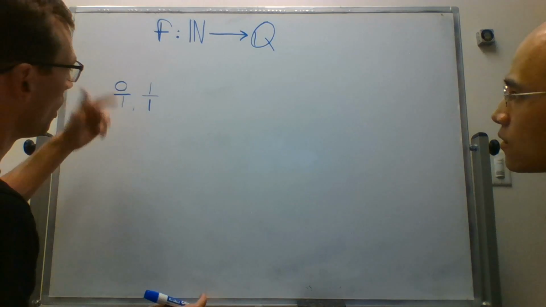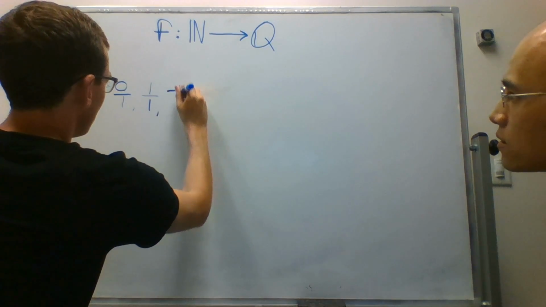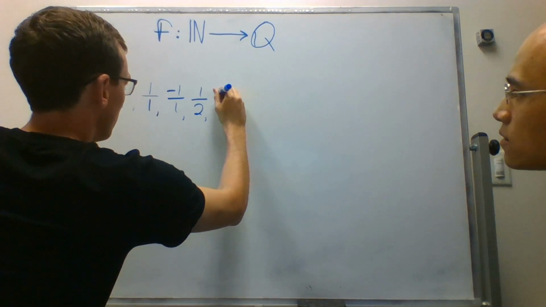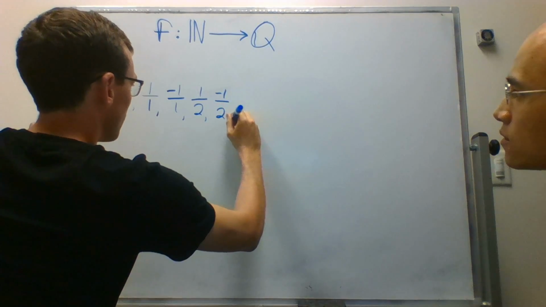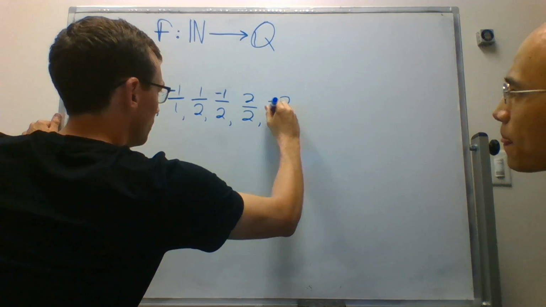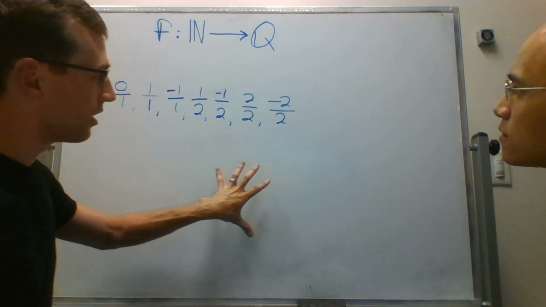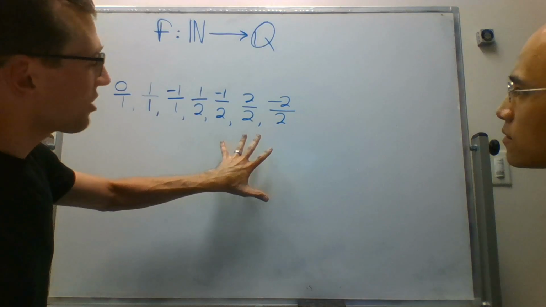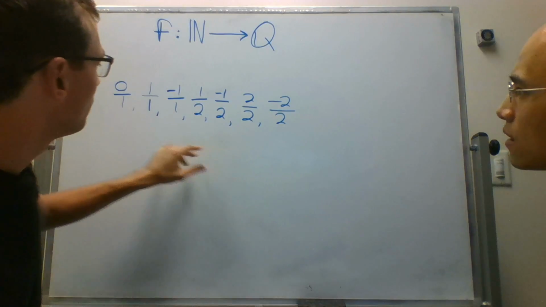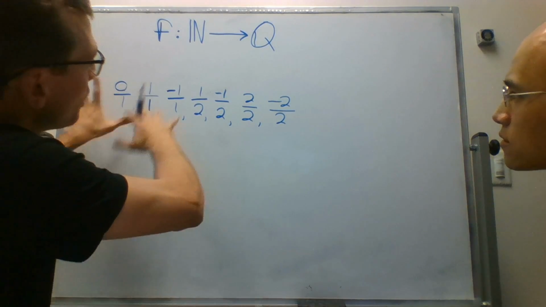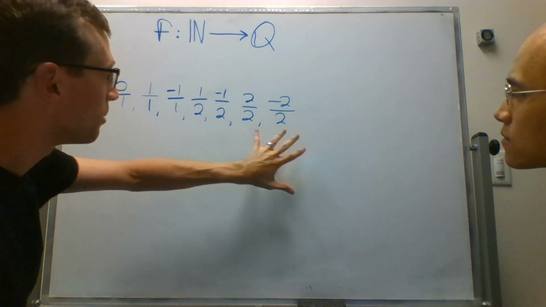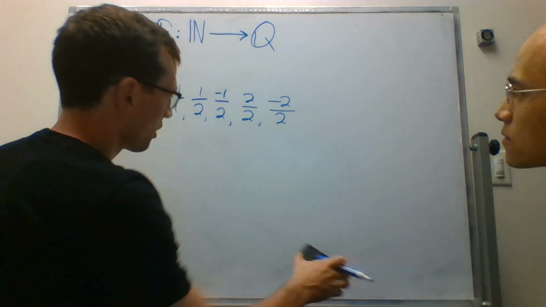So 0 over 1, 1 over 1. Make sure to get the negative. So negative 1 over 1. Okay, 1 over 2. Negative 1 over 2. And let's do 2 over 2 and negative 2 over 2. And I'm just going to stop right here and say, we actually don't need these two numbers, because we can agree that 2 over 2 and negative 2 over 2 are equal to those numbers we already have. So we're going to do this mechanism, but each time we hit a rational number that we've already seen somewhere else, once it's put into lowest terms, we're going to discard it.